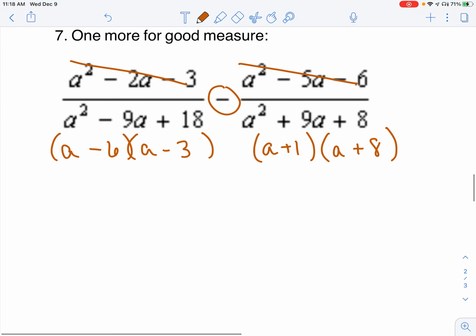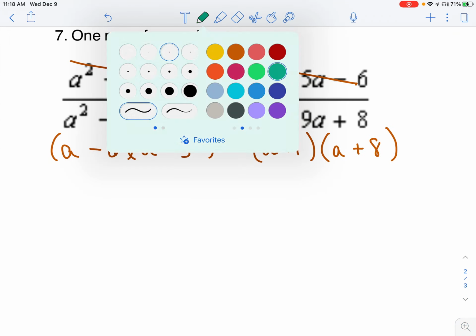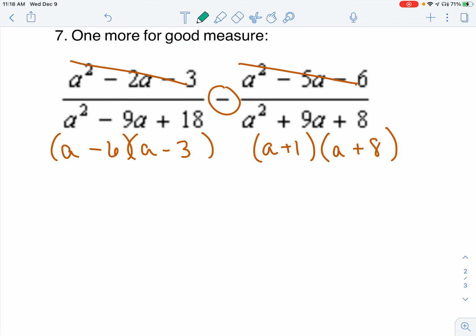So let's go ahead and go through, actually, this is good. Let's go through our different restricted values. So the first one is a minus 6 is not allowed to be 0. That's a cannot be positive 6 when you solve. A minus 3 is not allowed to be 0. That's a not equaling positive 3 when you solve.